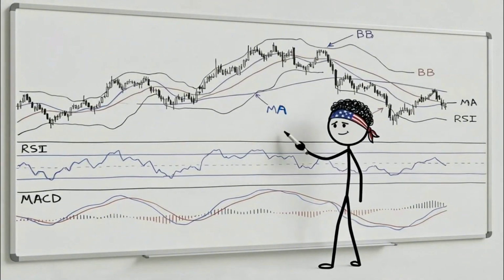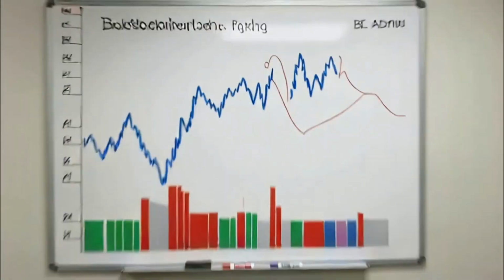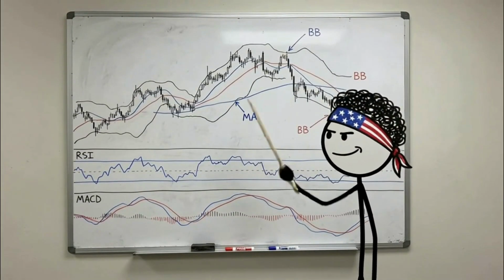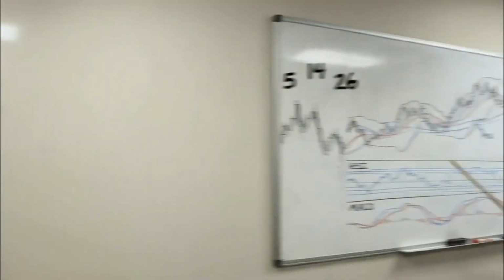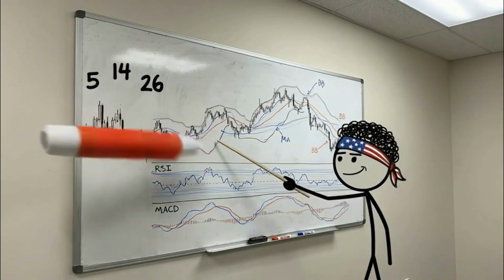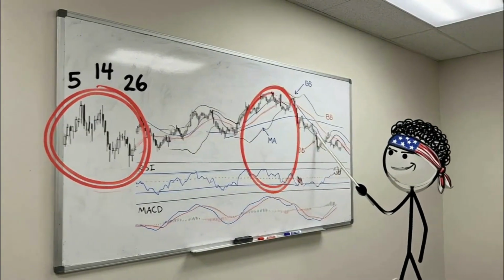You have 6 indicators on your chart right now, maybe more. RSI, MACD, moving averages, Bollinger Bands, stochastic, and every single one of them is showing you what already happened. Not what's happening now, what already happened. 5 bars ago, 14 bars ago, 26 bars ago.